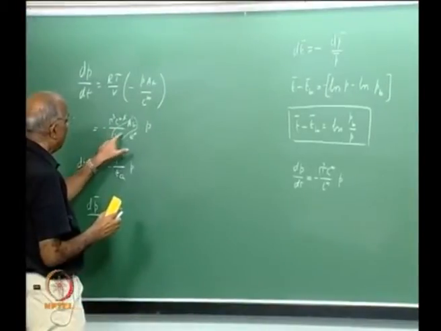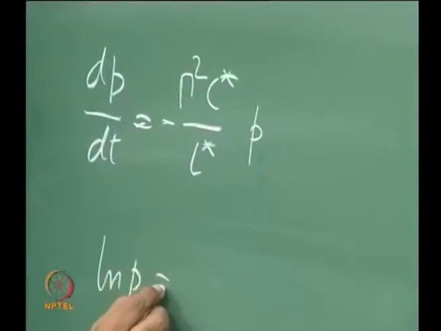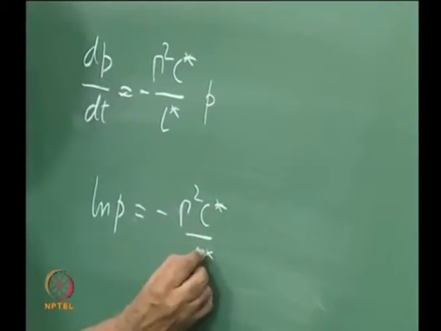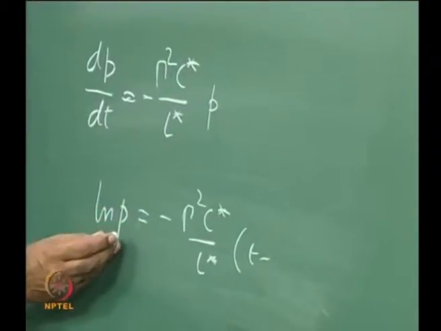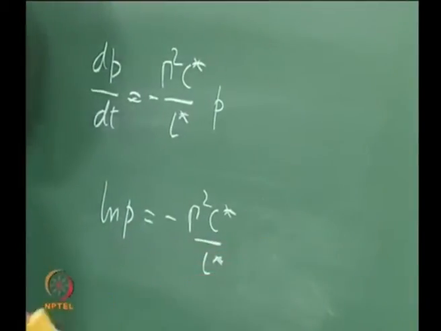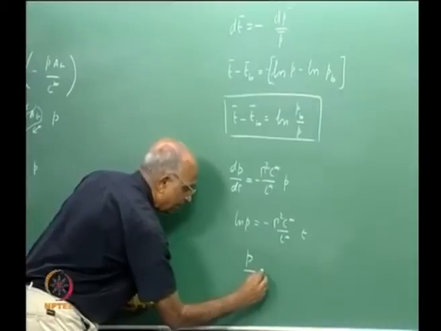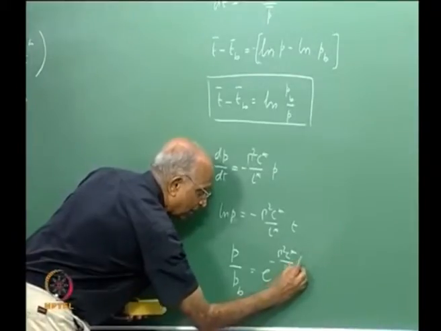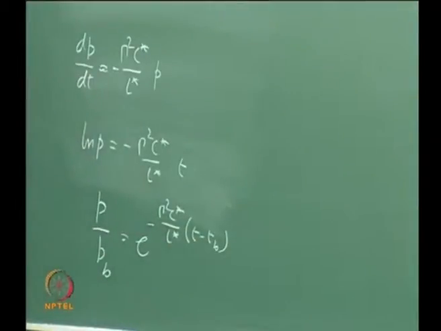gamma square C star V by AT is L star over here, and if I integrate I get ln P is equal to minus gamma square C star by L star into T, and here I should get P divided by Pb, or ln P minus ln Pb. If I write this without the limit, I get P by Pb is equal to e to the power minus gamma square C star by L star into T minus Tb. That means the pressure continually decays with time.